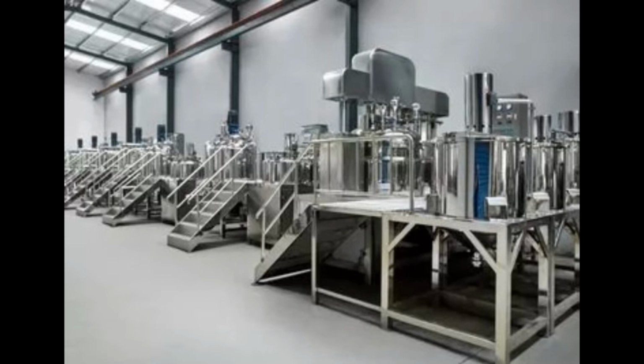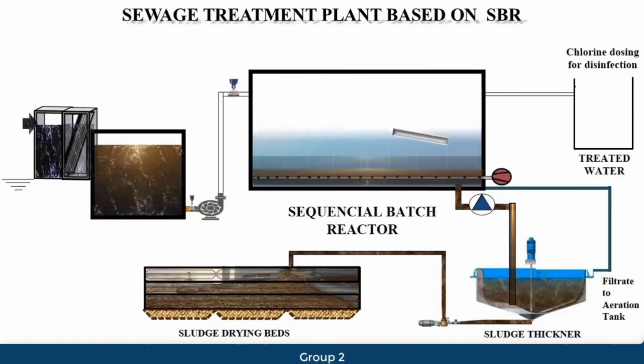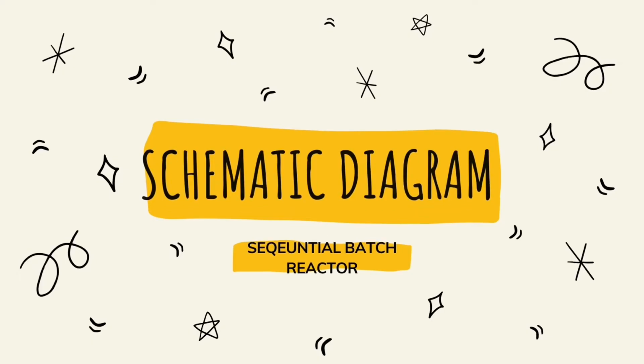To optimize the performance of the system, 2 or more batch reactors are used in a predetermined sequence of operation. SBR systems have been successfully used to treat both municipal and industrial wastewater. They are uniquely suited for wastewater treatment applications characterized by low or intermittent flow conditions.